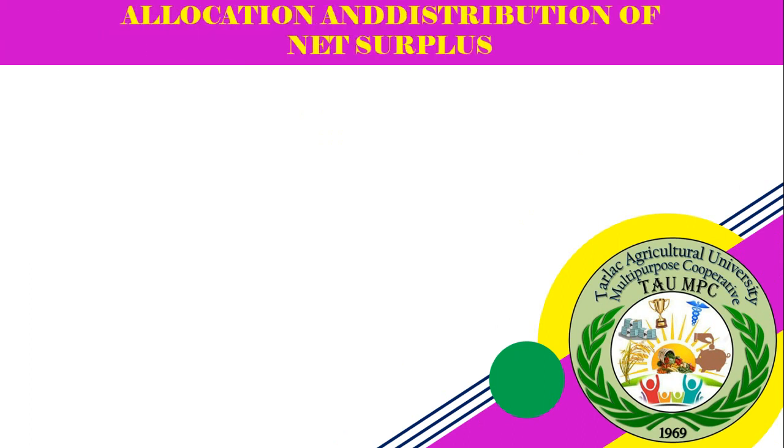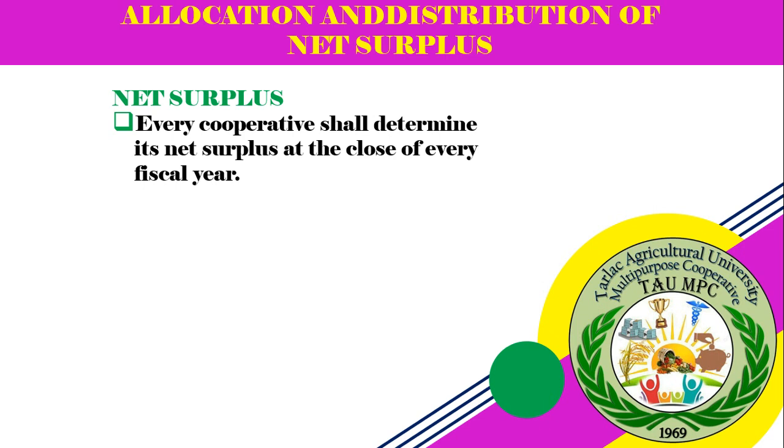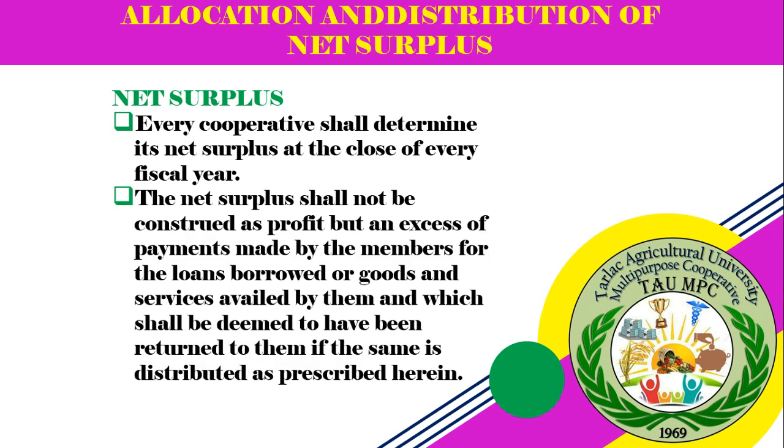Allocation and distribution of net surplus. Net surplus. Every cooperative shall determine its net surplus at the close of every fiscal year. The net surplus shall not be construed as profit, but an excess of payments made by the members for the loans borrowed or goods and services availed by them, and which shall be deemed to have been returned to them if the same is distributed as prescribed herein.